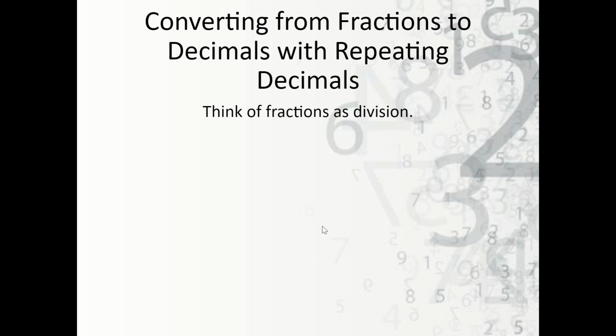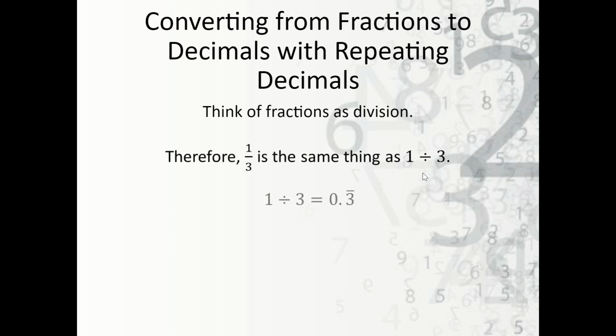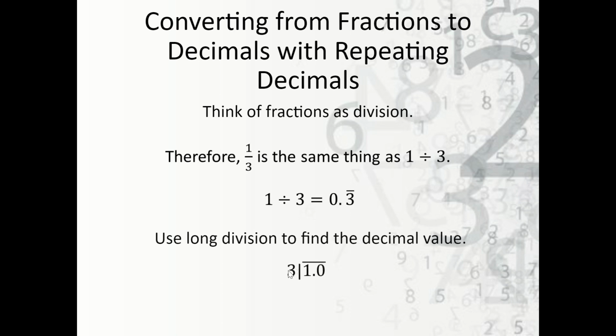Now, how do we convert from fractions to decimals with repeating decimals? So again, think of fractions as division. So therefore, 1/3. That's the same thing as 1 divided by 3. When I put it into my calculator, I get 0.3 repeating. Now, we could also use long division to figure this out. So I put this in as 1 divided by 3, and I know that 3 can't go into 1, so I know it's going to be 1.0. So I just add that decimal point.